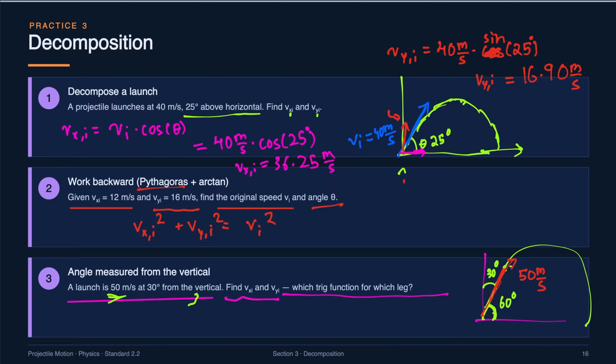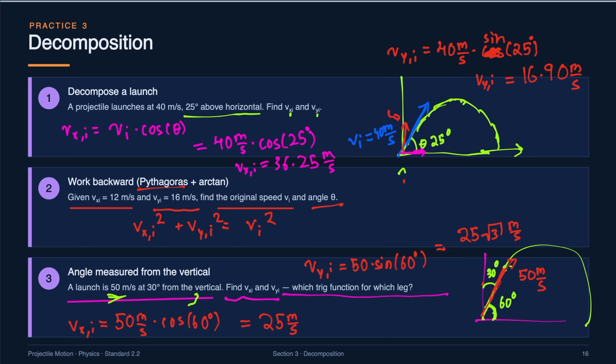Okay, so velocity x initial is going to be 50 meters per second times cosine of 60 degrees. And I went over why it's 60, right? 30 is from the vertical, so 60 would be from the horizontal, which gives me, well, cosine of 60 is 1/2, so this is 25 meters per second. Velocity y initial is 50 times sine of 60 degrees, which is √3/2, so this gives me 25√3 meters per second.